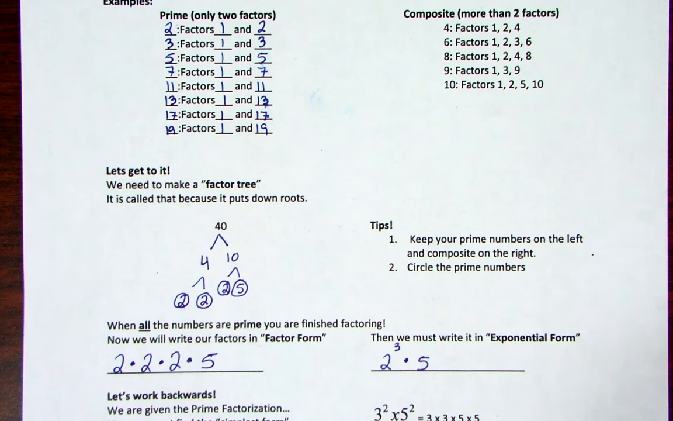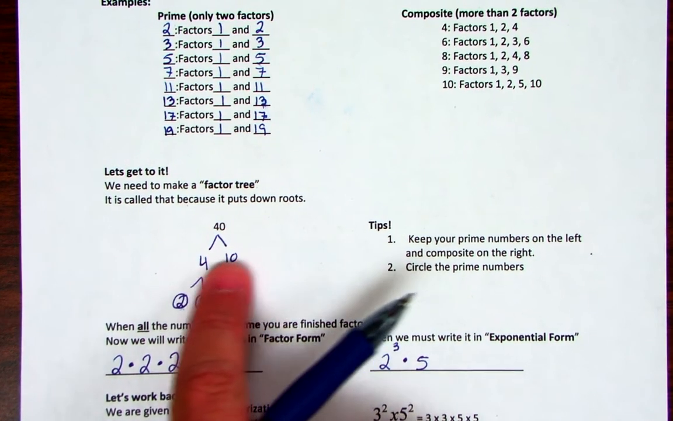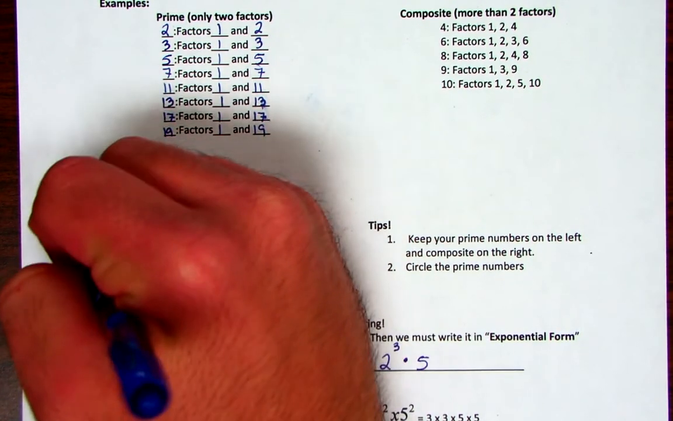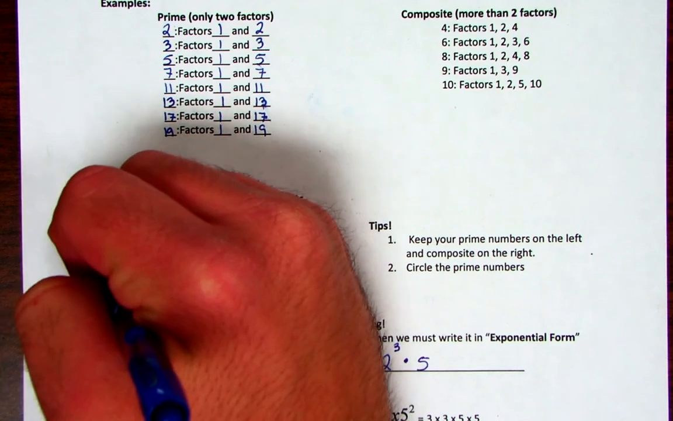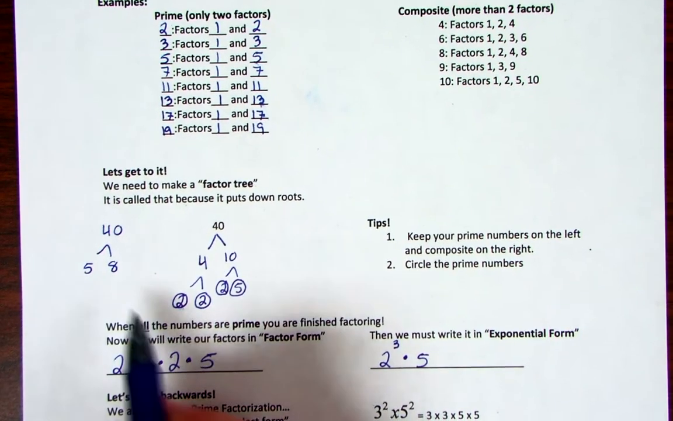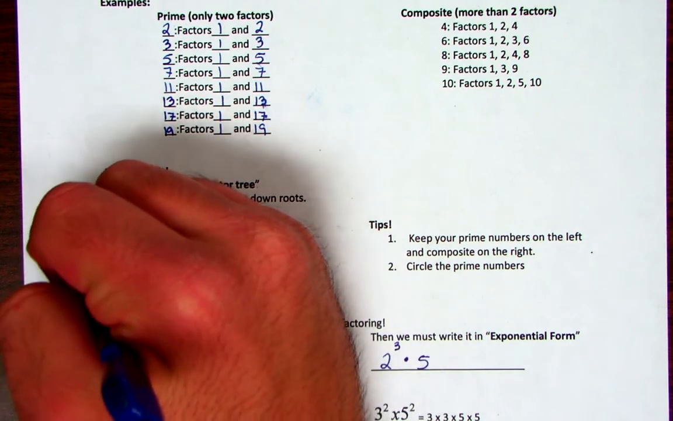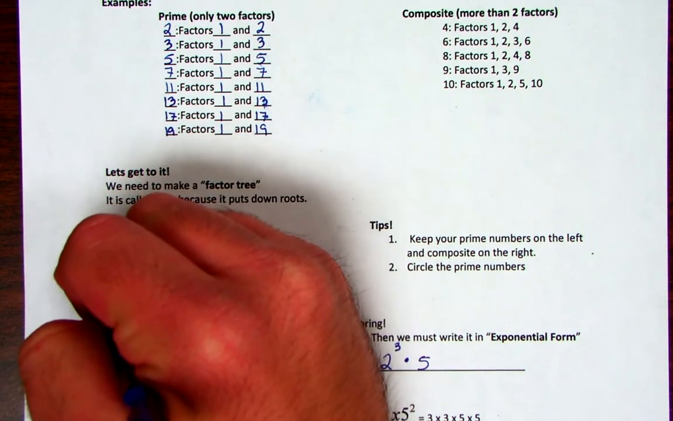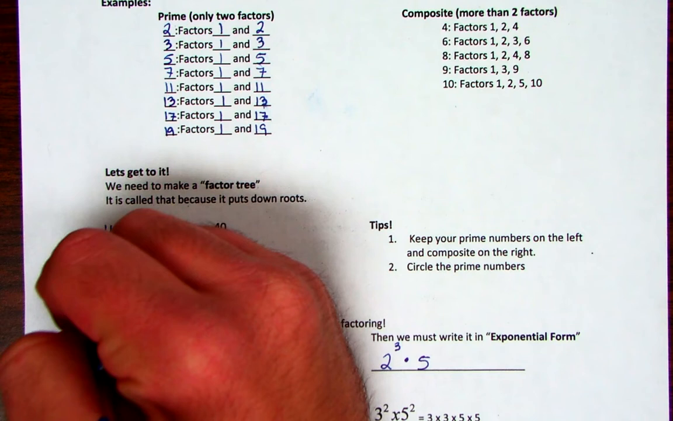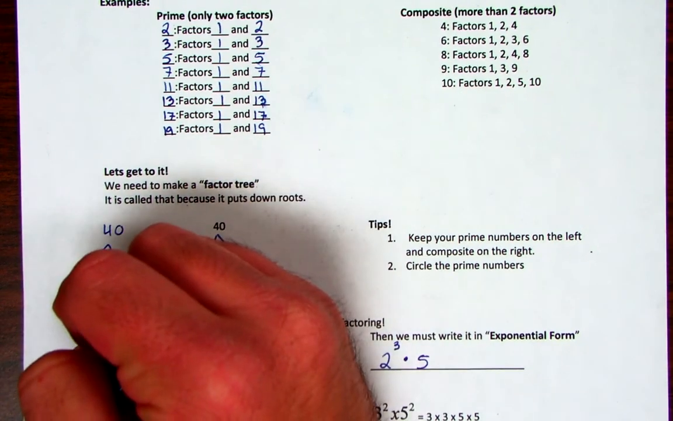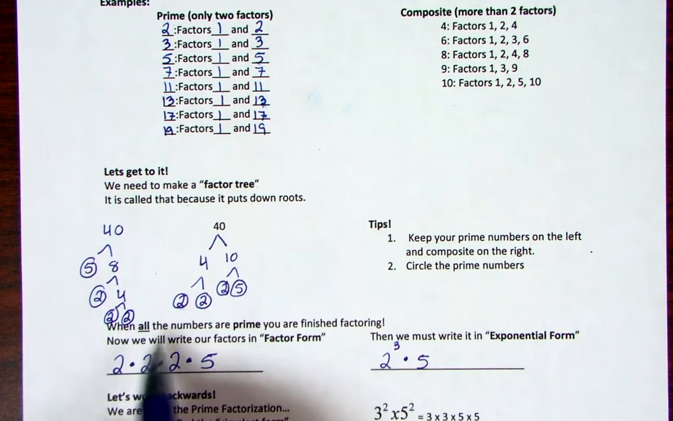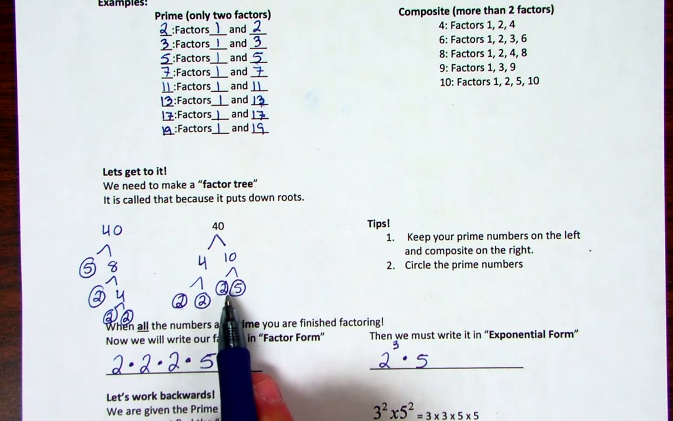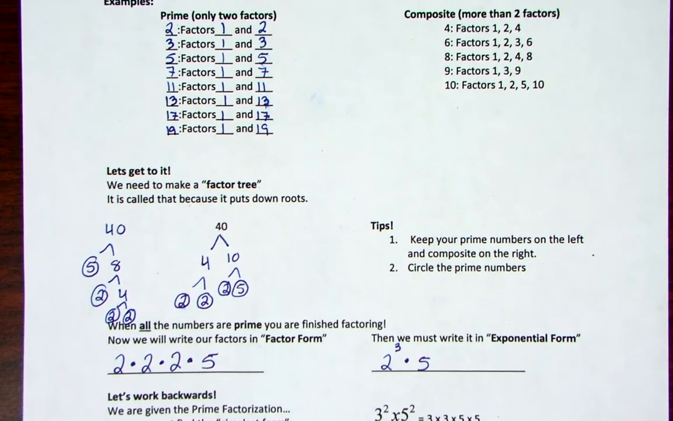Now, some of you are saying, Mr. Noland, I used different numbers. I want you to prove to me that you get the same exact answer. Okay, so I'll do that. So let's say you used 8 times 5. Well, 5 is a prime number, so I'm going to circle it. What multiplies to give you 8? Well, 2 times 4. Well, 2 is a prime number. 4 can be broken down to 2 times 2, right? Oh, would you look at that? 2 times 2 times 2 times 5. Wow, I'm a genius.